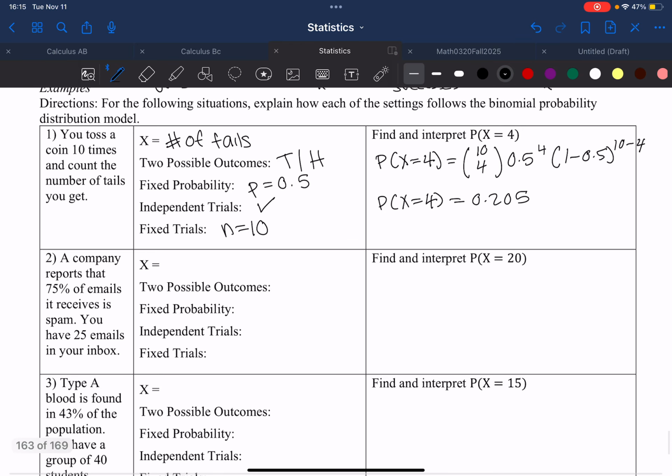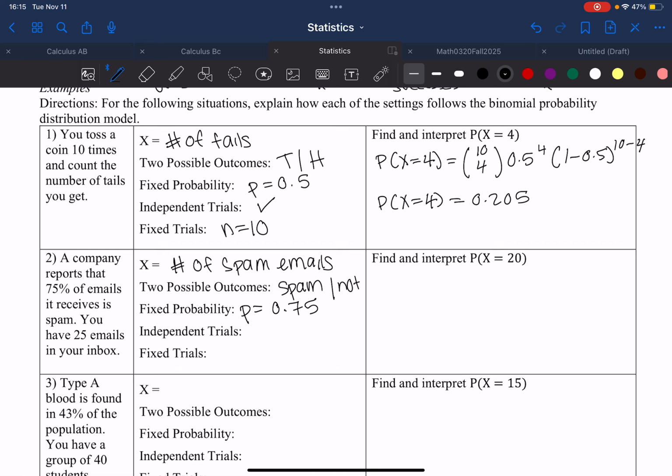So the next one says, a company reports that 75% of emails it receives is spam. You have 25 emails in your box. So X is the number of spam emails. We have two possible outcomes, and that is if the email is spam or not. We have a fixed probability. It gives it to us as P equals 0.75.